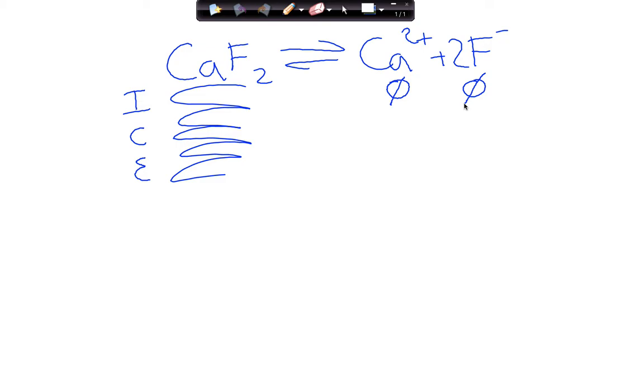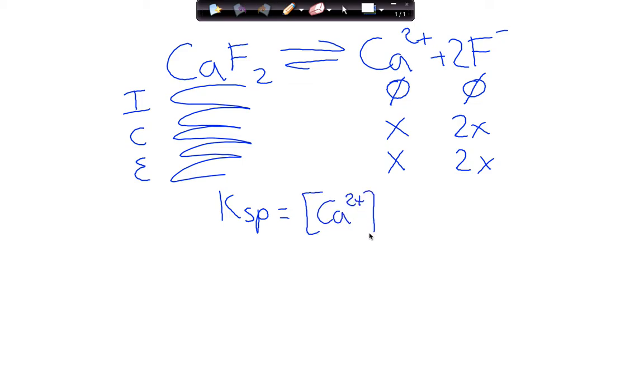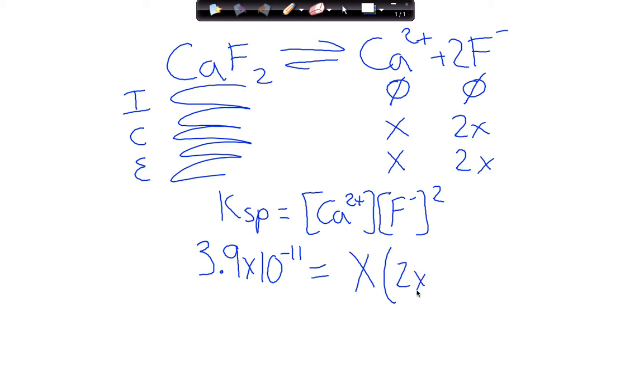And now when the calcium fluoride breaks apart, how many calcium ions will we get? X. How many fluoride ions will we get? 2X. So what will then our concentration be at equilibrium? X and 2X. So now we can write our Ksp expression. Ksp is equal to calcium ion times fluoride ion squared. Was it 3.9 times 10 to the negative 11? All right. So 3.9 times 10 to the negative 11th is equal to, this is where you're going to screw it up, X times 2X, the quantity squared, which is equal to 4X cubed.